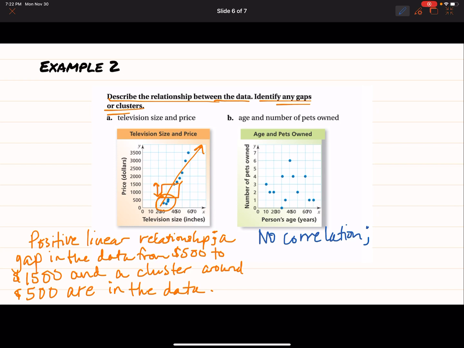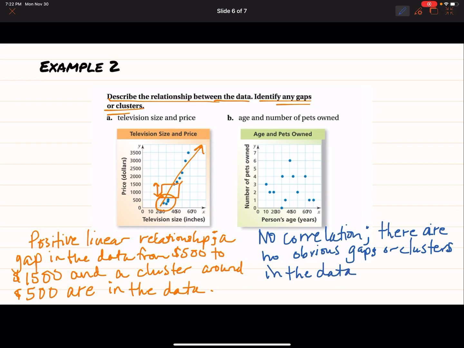and any gaps or clusters, when there's no correlation, there are not going to be any obvious gaps or clusters. So we're going to say there are no obvious gaps or clusters in the data.